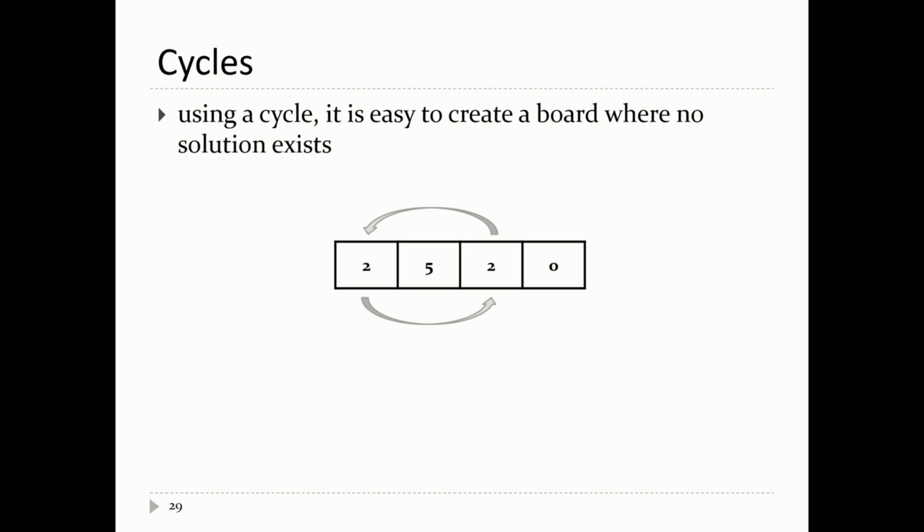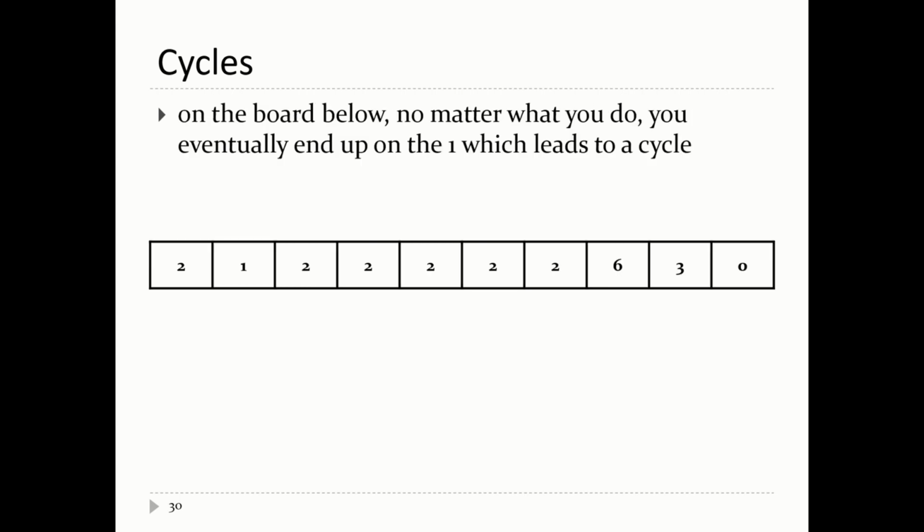And using cycles, you can easily make a board where no solution exists. So this board, there's no possible solution. You just keep on going around in a circle. And on this board here, if you try it out, no matter what happens, you end up on the 1, which puts you into another cycle. You end up in a cycle here because you started at the 2. From that 2, you have to move to that 2. So after one move, you've been to both 2s. If you end up on the 1, you again end up on one of those 2s. So on this board, no matter what, you end up in a cycle.